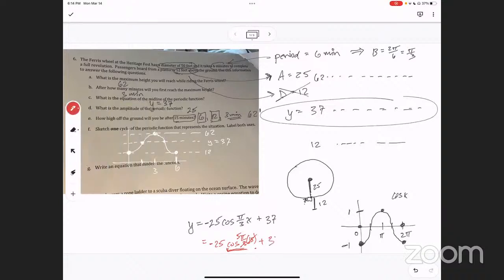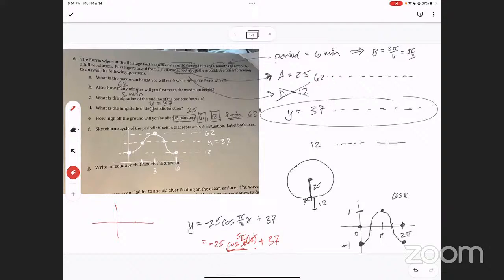And now it'll work. Because now when I plug in 15 and the 3, I get 5 pi. And 5 pi is like this. Think of your unit circle. Here's 1 pi, 2 pi, 3 pi, 4 pi, 5 pi. So 5 pi is over here, right? Which is -1. The cosine of 5 pi is -1. And -1 times -25 is +25. And I add 25 and 37 and I get 62, the top point.